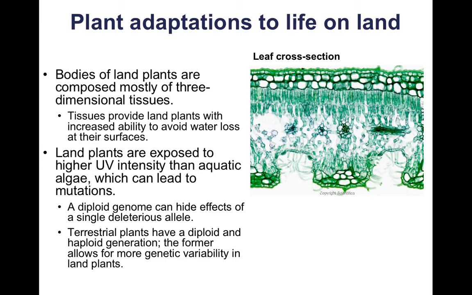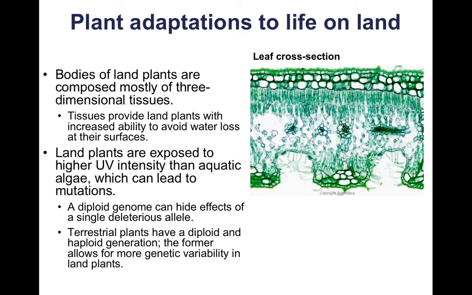Land plants also are exposed to more UV light than aquatic algae. This can lead to mutations, right? So UV light is bad. We use UV light sometimes to purposely induce mutations in organisms. UV light can cause DNA to break and cause mutations. So plants have to deal with this in some way.